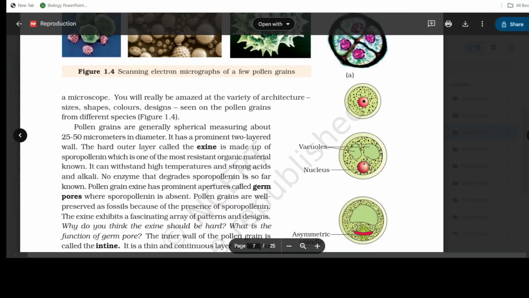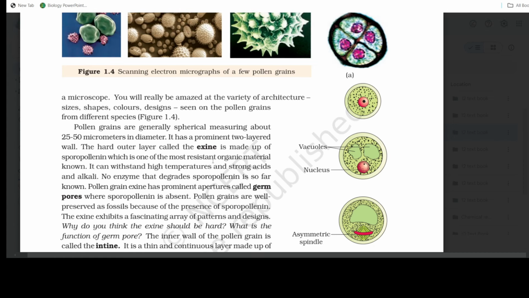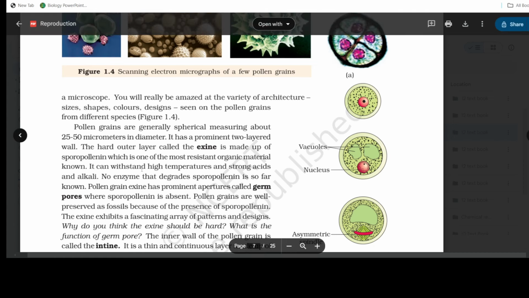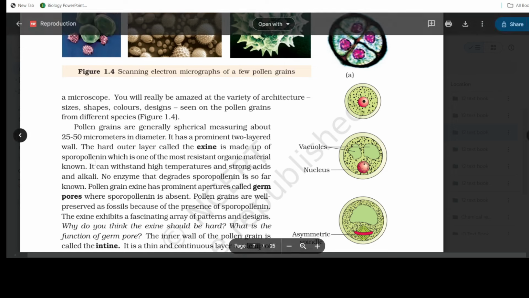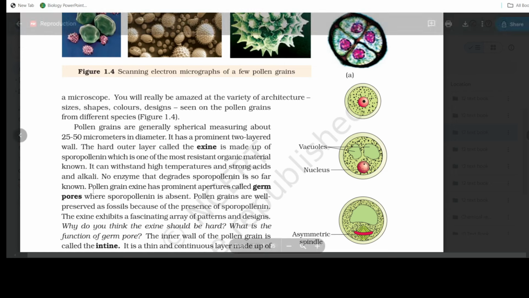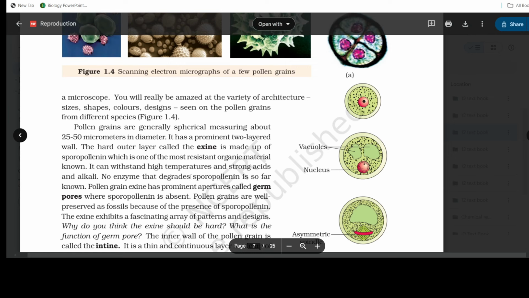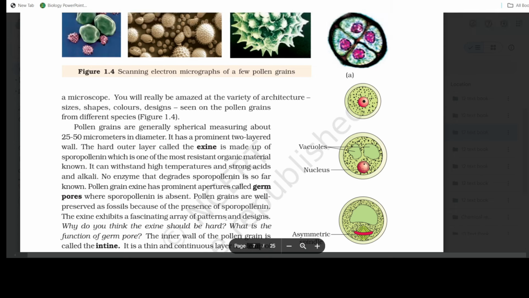The hard outer layer called exine is made up of sporopollenin, which is one of the most resistant organic materials known. It can withstand high temperature. So where is sporopollenin found? We have written that. And then its significance: it's the most resistant organic material known. It can withstand high temperature and strong acids and alkali. No enzyme that degrades sporopollenin is so far known. And pollen grains are well preserved because of the presence of sporopollenin. Clear?